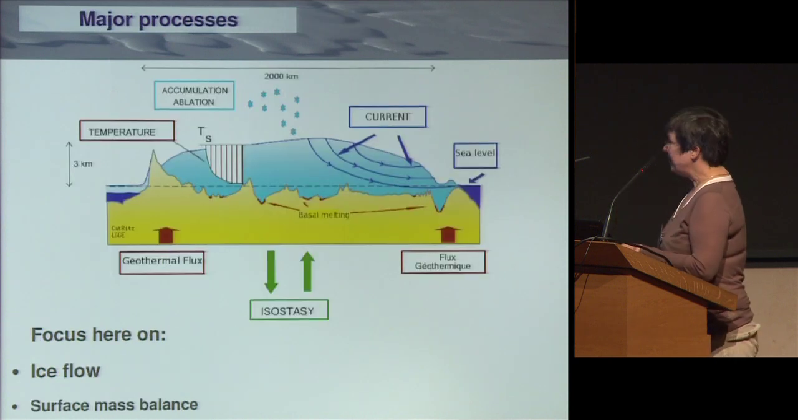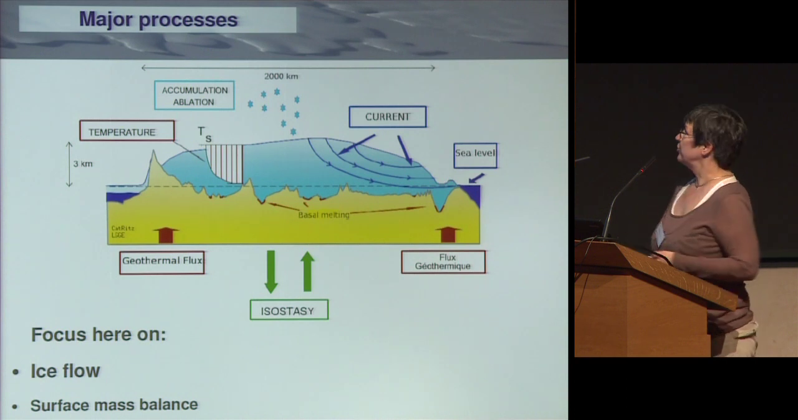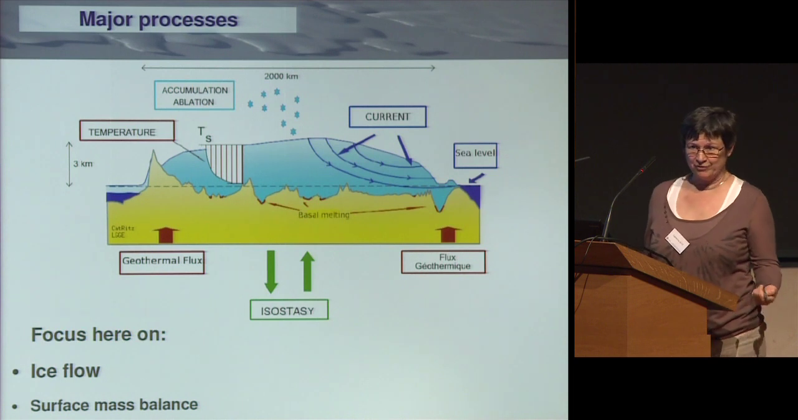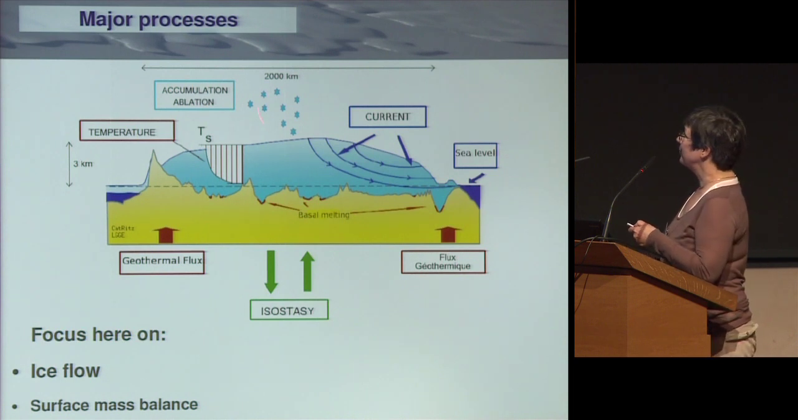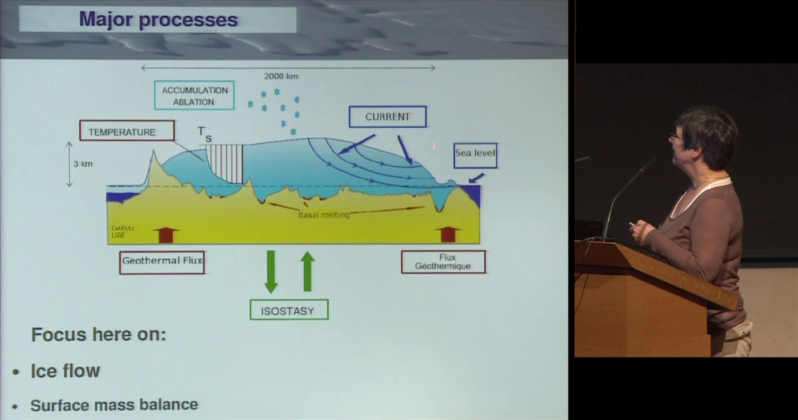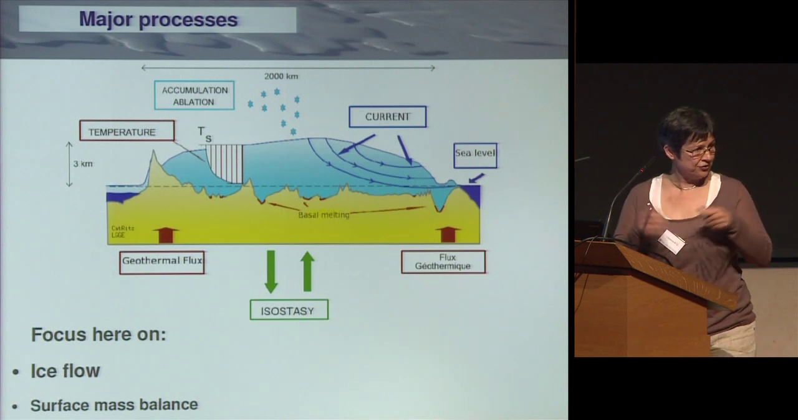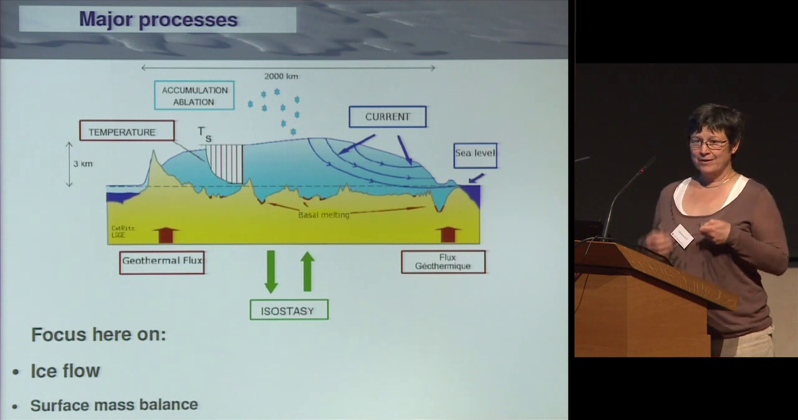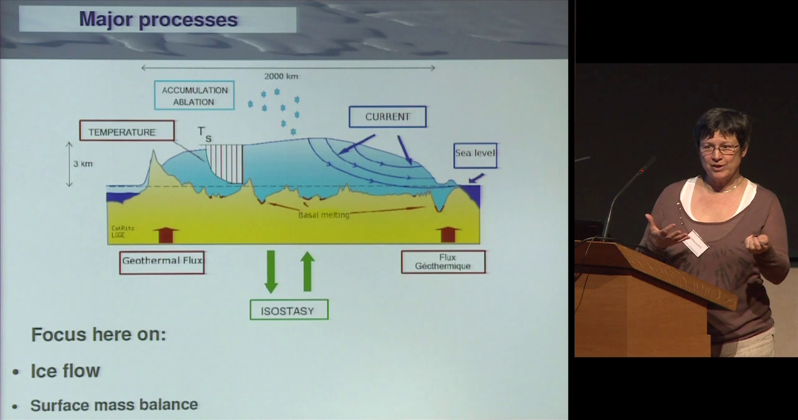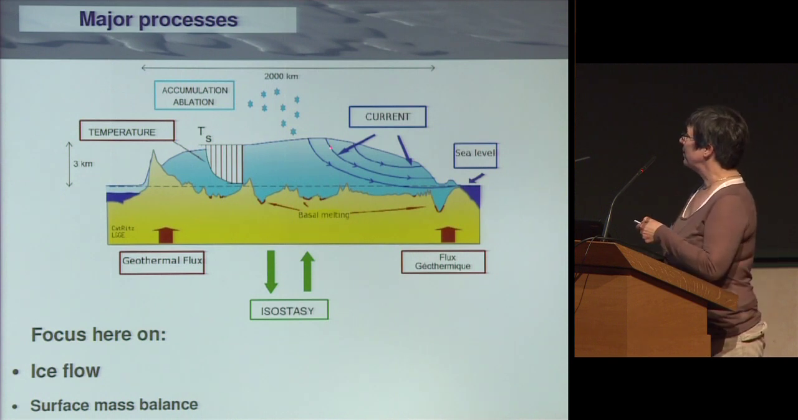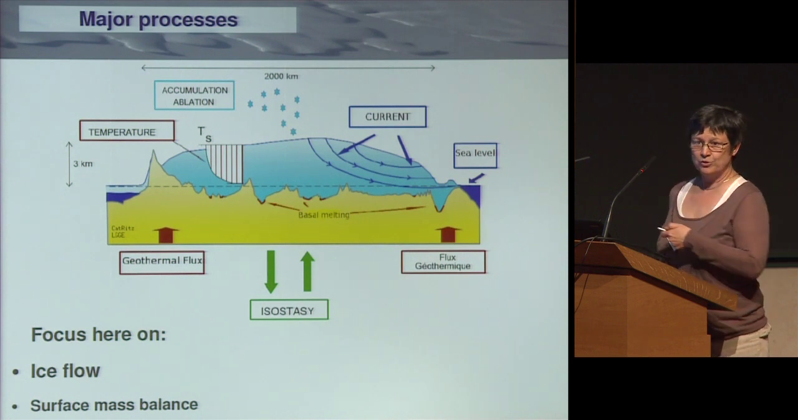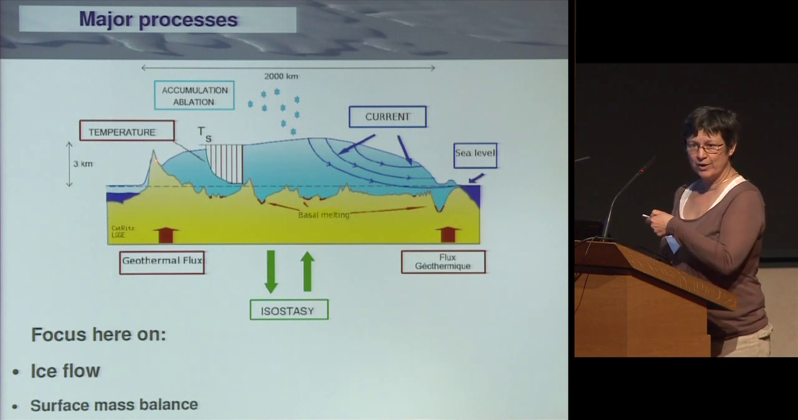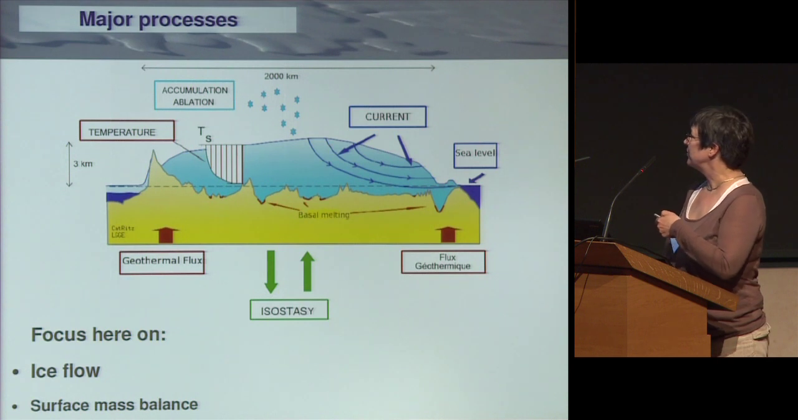Here are the major processes that are involved in the evolution of an ice sheet. So, of course, the first thing is that to have an ice sheet, you need to have snow that falls. And the snow that falls and the melting on the edge at the surface are what we call the surface mass balance. But the equilibrium or the evolution of the ice sheet is completely governed by the ability of ice flow to evacuate snow that is falling in the central part of the ice sheet.